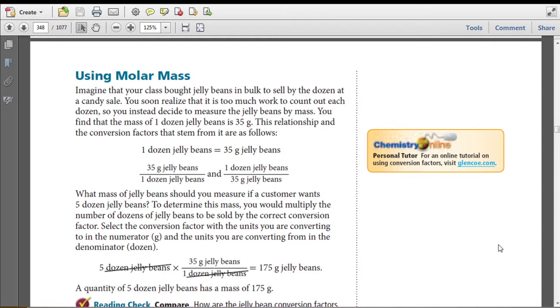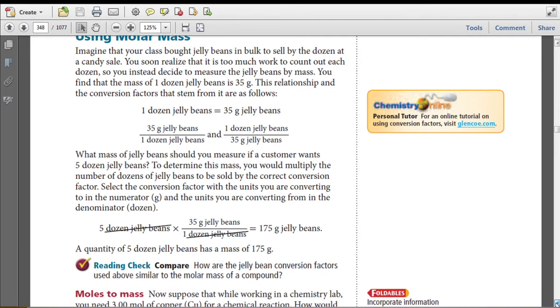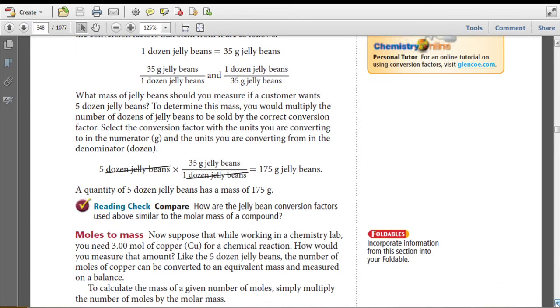To determine this mass, you would multiply the number of dozen of jelly beans to be sold by the conversion factor. Select the conversion factor with the units you are converting to in the numerator, which is grams, and the units you are converting from in the denominator, which is dozen. So we're going to choose the first conversion factor so that the dozens cancel out. And that quantity of 5 dozen should have a mass of about 175 grams.